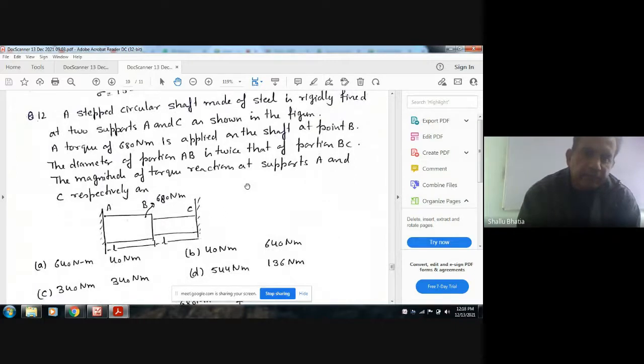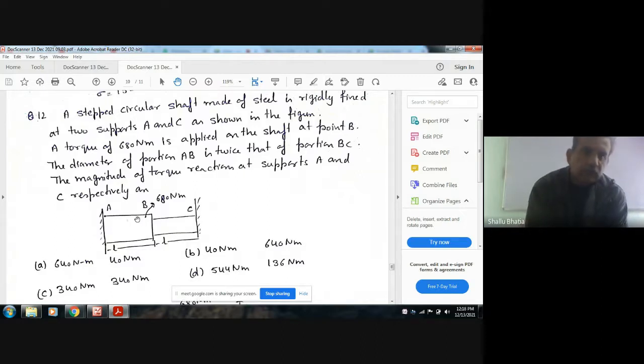A stepped circular shaft made of steel is rigidly fixed at two supports A and C as shown in the figure. A torque of 680 Newton meter is applied on the shaft at point B. The diameter of the portion AB is twice that of portion BC.